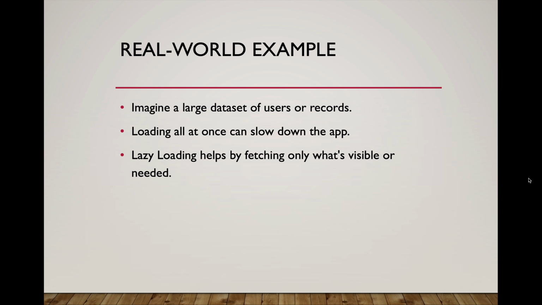Let's say we have a large data set of users and records. For example, in Salesforce, we can take account hierarchy and case hierarchy. Both of these are provided out of the box by Salesforce, and in the backend, Salesforce has implemented lazy loading. Only when you click on the arrow, all the child accounts for a parent account are loaded, or all the child cases of the parent case are loaded. As I mentioned, the problem we are solving here is that loading all the data at once can slow down the app, which we don't want because it will affect the user experience. So lazy loading helps by fetching only what's visible and only what's needed.